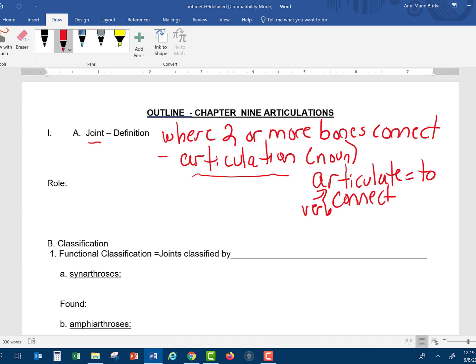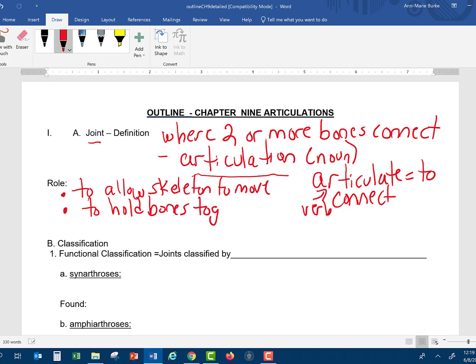What is the role of joints? One of the roles is to allow the skeleton to move. Bones are fairly stiff, but the joints allow movement between bones. The other purpose of joints is to hold bones together. There are many joints in the body.